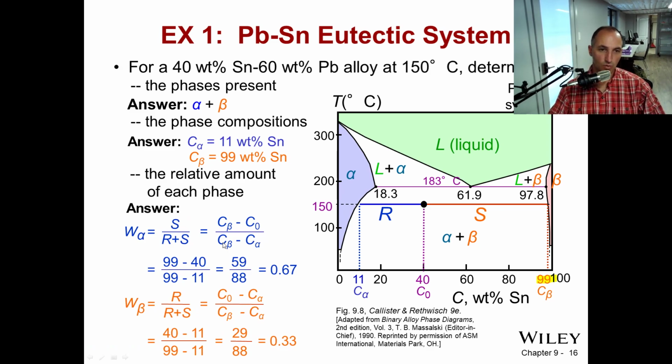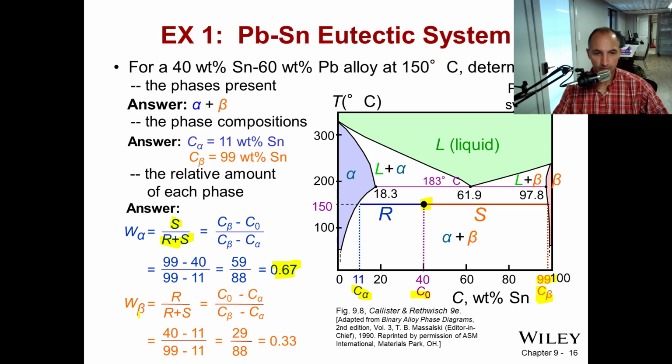The last question to answer: what is the relative amount of each phase? This is the weight percent of each phase. Let's use this tie line here. We're going to look at the length of the line, which is S, over the total length, R plus S. That is the composition of beta minus the overall composition over the composition of beta minus the composition of alpha. Plugging in the numbers, 99 minus 40 over 99 minus 11, we get 0.67. So 67 weight percent is going to be alpha at this point right here.